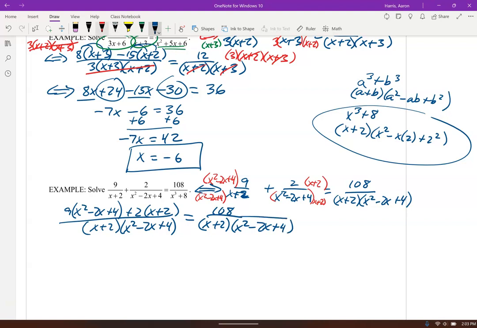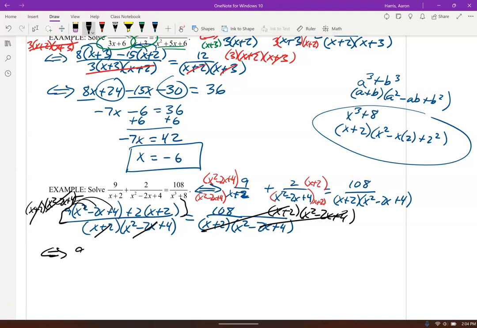So I'm going to go ahead and multiply both sides by that denominator, and then I'll clear that out. I'm multiplying all this by that, right? So that'll go, that'll go. So we're left with 9. I'm going to distribute that: 9x squared minus 18x plus 36 plus 2x plus 4 equals 108.